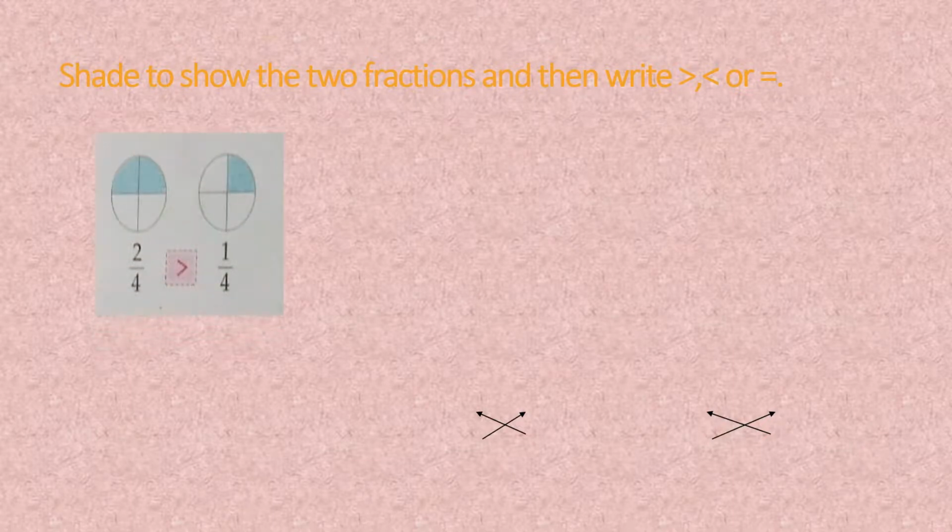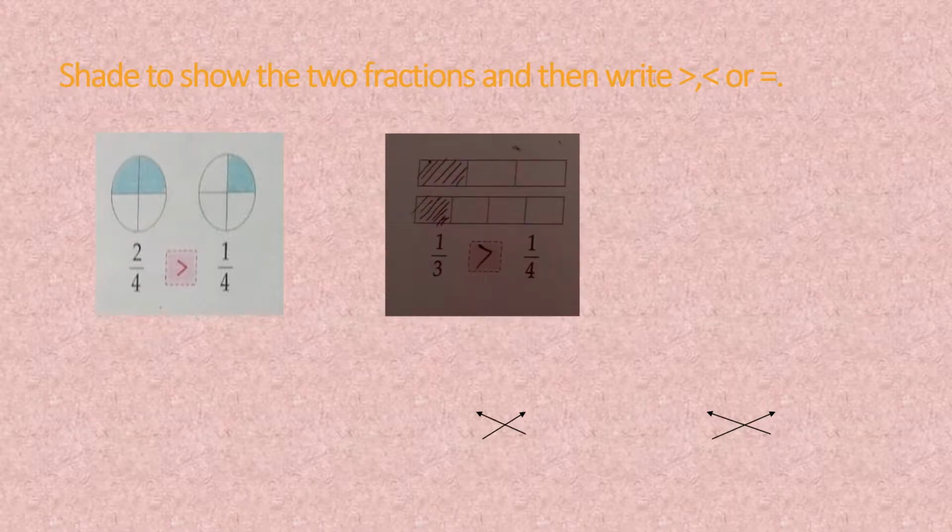In both the fractions the denominators are the same, so they are examples of like fractions. Now you compare the numbers given in the numerator. You can see 2 is greater than 1. So therefore 2/4 is greater than 1/4. And by the picture also you can understand easily that 2/4 is greater than 1/4.